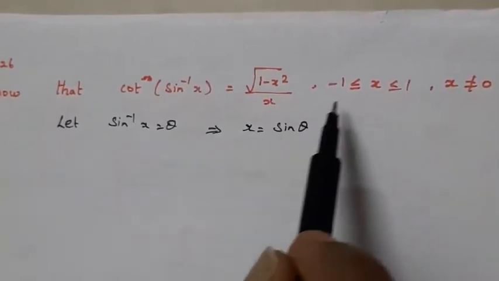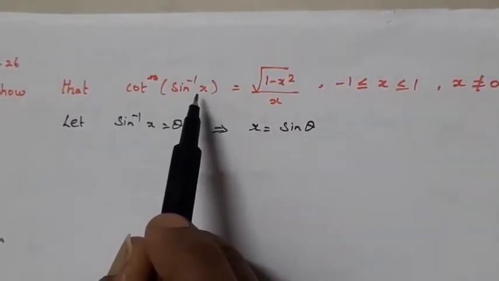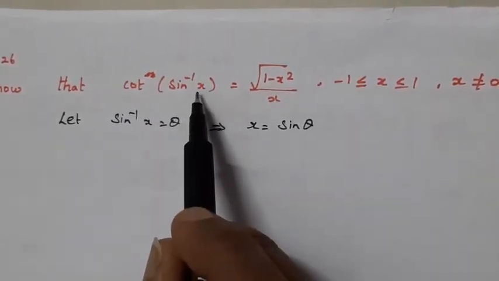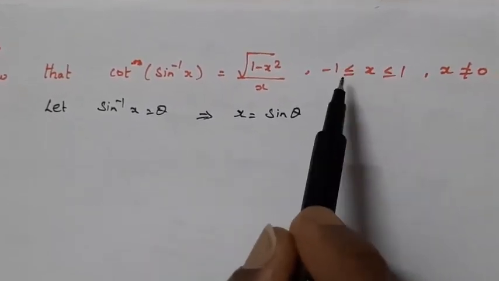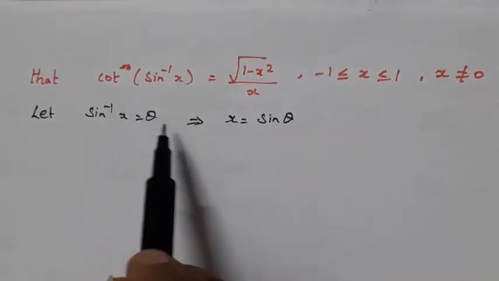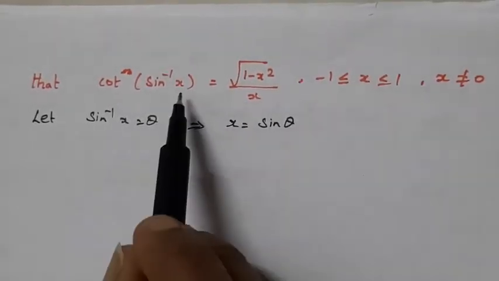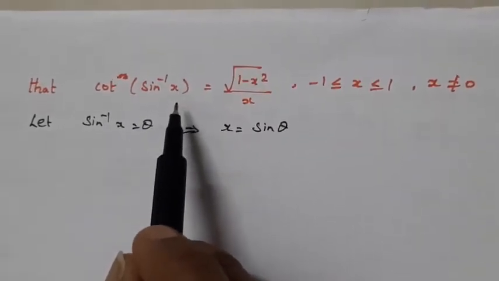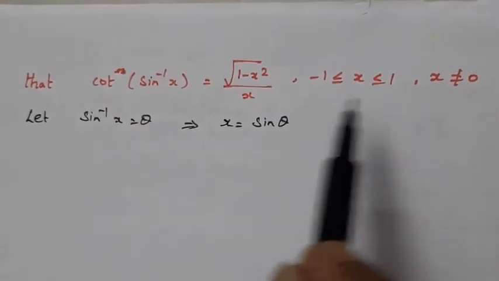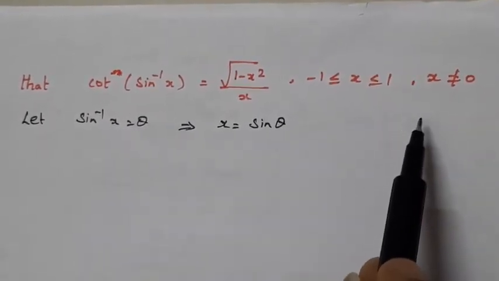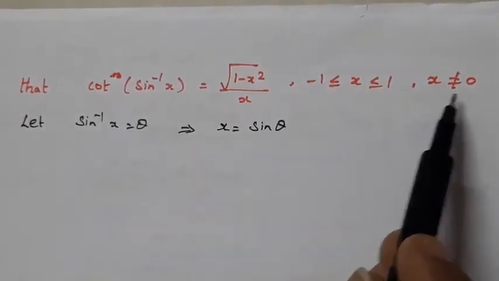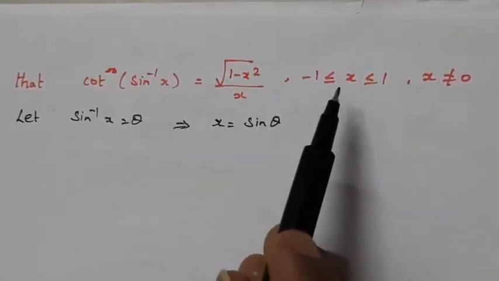For sin inverse of x, you know that the domain, that is x, should belong to minus 1 to 1 for sin inverse of x to be well defined. So, here it is clear, as x belongs to minus 1 to 1, sin inverse of x is well defined, so that we can take sin inverse of x as theta. And the range of sin inverse of x would be the closed interval minus pi by 2 to plus pi by 2. But as x is not equal to 0, you have to exclude that 0 value, because sin inverse of 0 will be 0. So, x is not equal to 0 means that sin inverse of x should not be equal to 0.